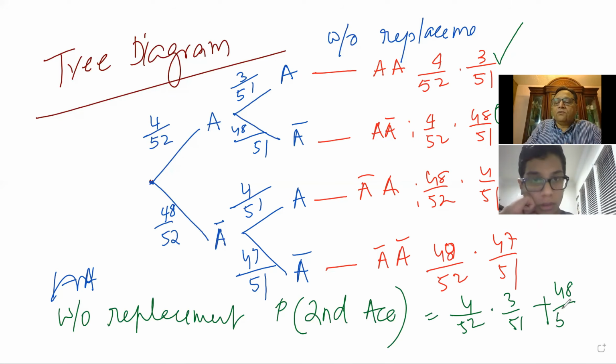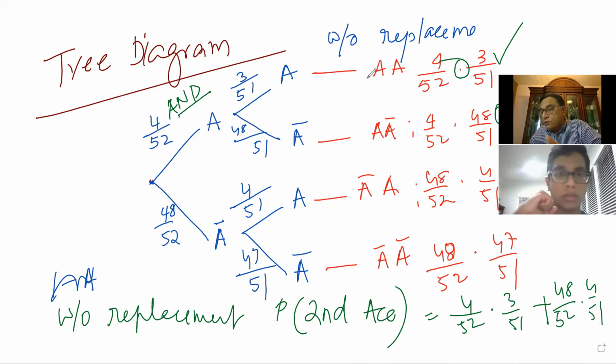So 48 over 52 times 4 over 51. AND operation means multiply. So we have an AND operation going like this, and when we have an AND operation, we are multiplying. Do you see this product? Correct? OR operation, we are adding.